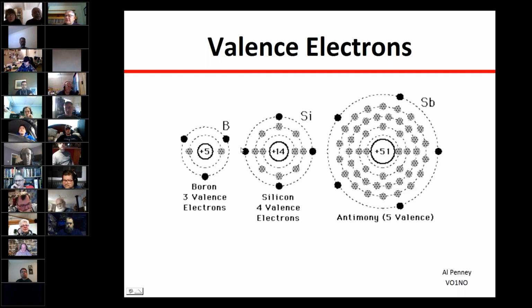So there's only a certain number of electrons that are allowed in the outer level, the valence electrons, they're called. And these play an important part when it comes to electricity, either forming insulators or conductors or sometimes semiconductors. We're going to talk about semiconductors later on in the course. But here you can see that boron has 3 valence electrons, silicon has 4, antimony has 5. But antimony has 51 electrons in total anyway, all in different layers here.